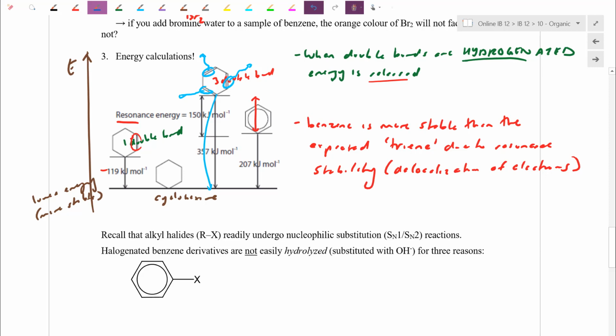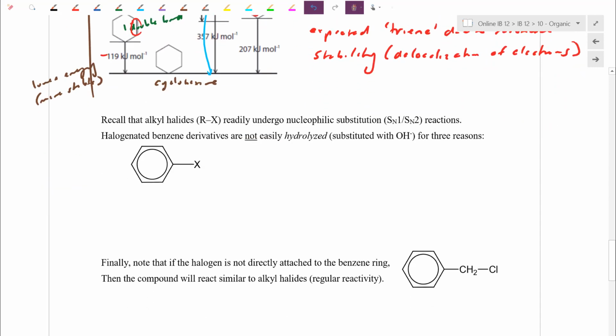As you start looking at the reactions for benzene here, recall that with alkyl halides, it was the polarity that caused you to do substitution reactions. It was a nucleophile that came in. Nucleophiles are very electron rich. They attack the positive end here. They cause a substitution. They cause the X group to leave, be it via an SN1 or SN2 mechanism. You have to know those ones.